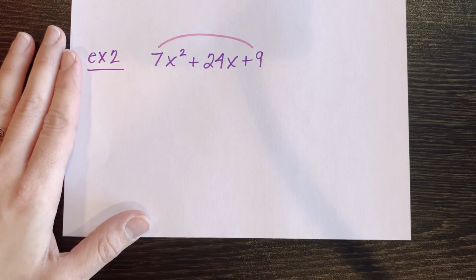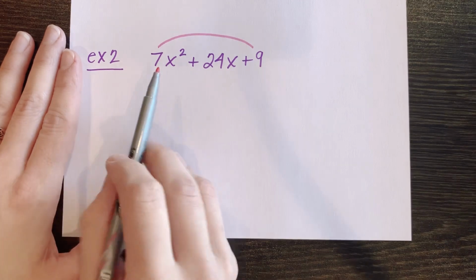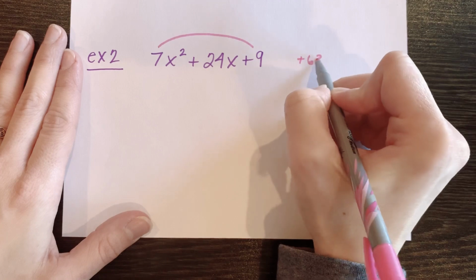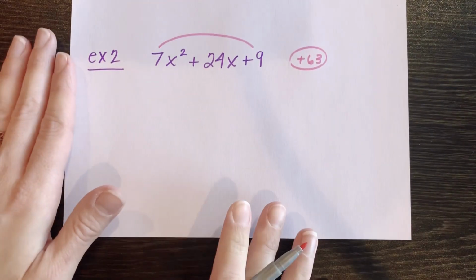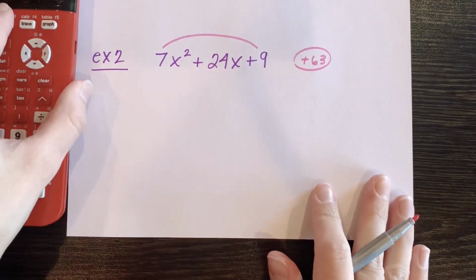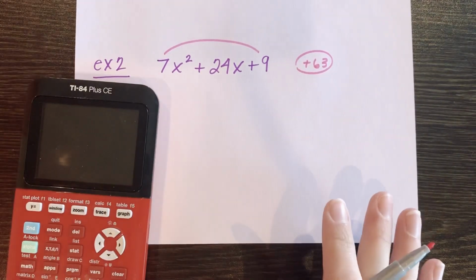Now our numbers are getting bigger. I told you they would, right? You didn't trust me. 7 times positive 9 gives me a positive 63. And I can check that on my calculator if I'm afraid I'm wrong. What are my factors of 63? Well, maybe I need my calculator. Good thing I have my calculator here, right?